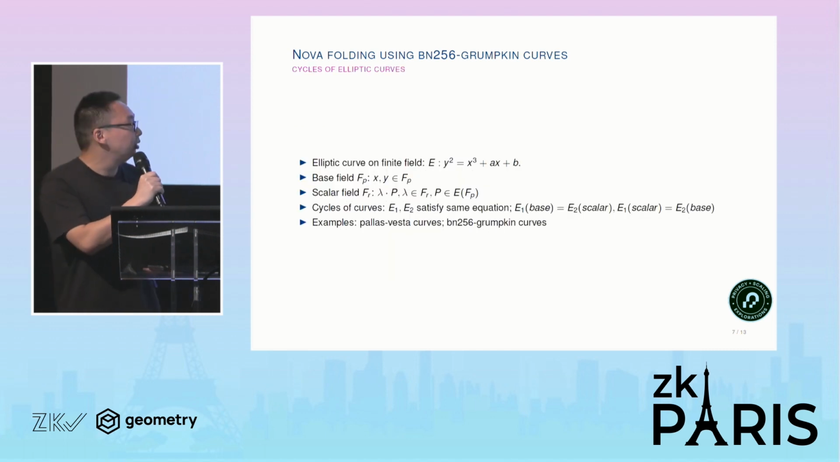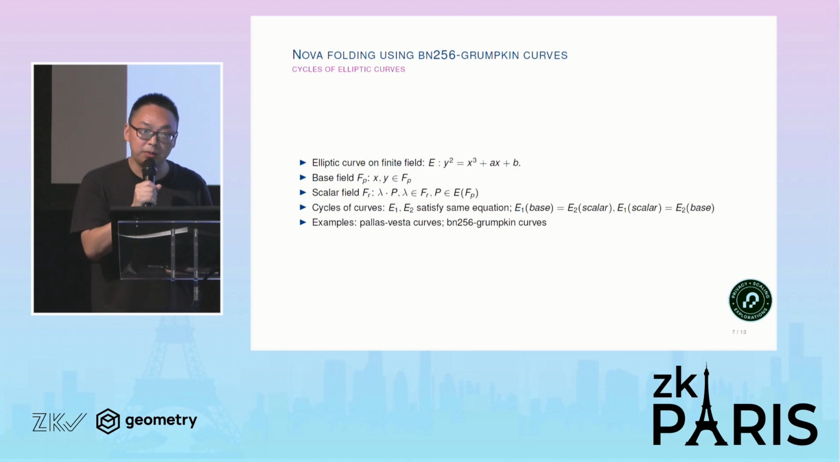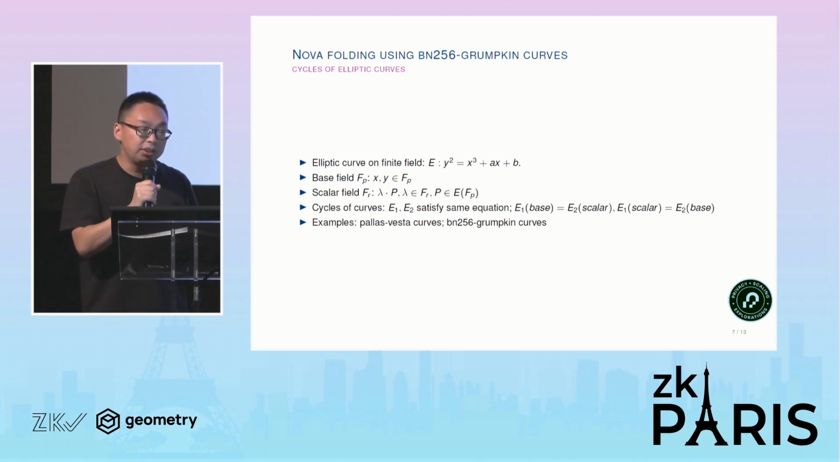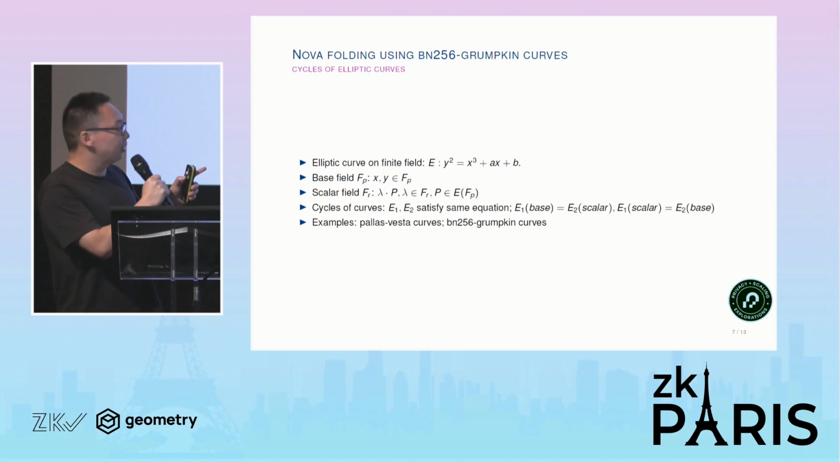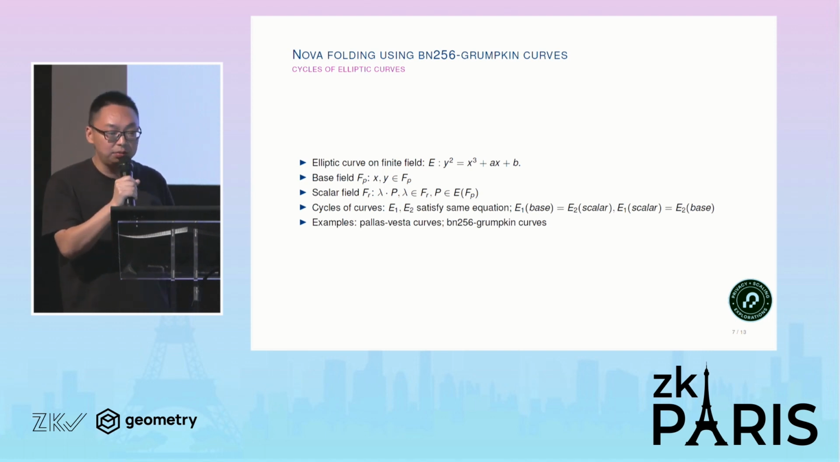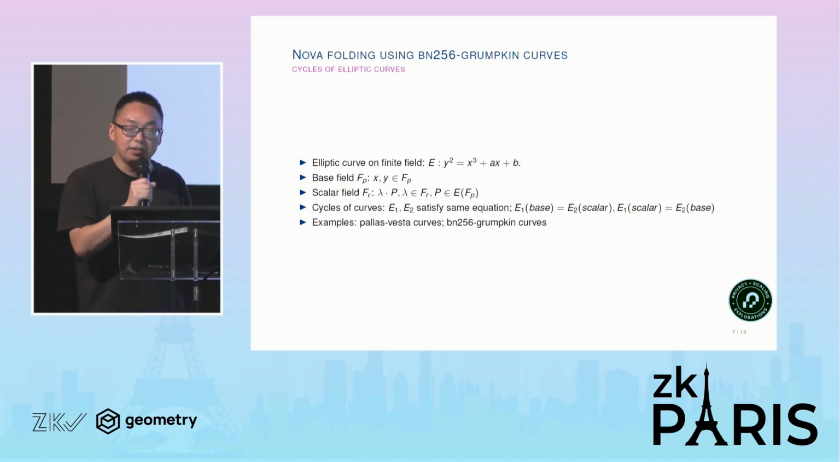Next, I'll talk about the cycles of elliptic curves. In Nova, we are using cycles of elliptic curves. The reason is that the dominating operation is scalar multiplication, and an elliptic curve contains two fields. Suppose the definition of the elliptic curve is y^2 = x^3 + ax + b in Weierstrass form, where x and y are the coordinates, and they belong to the base field.